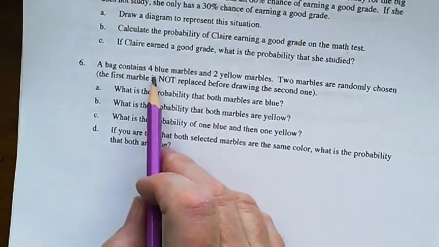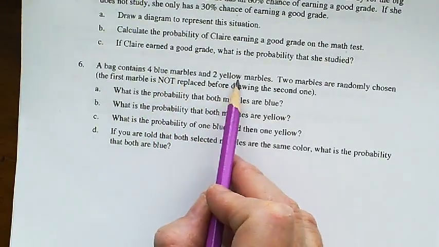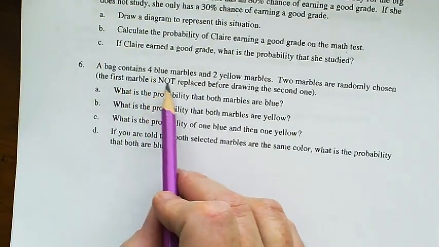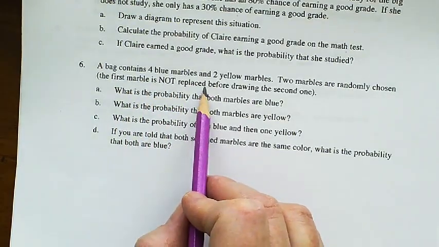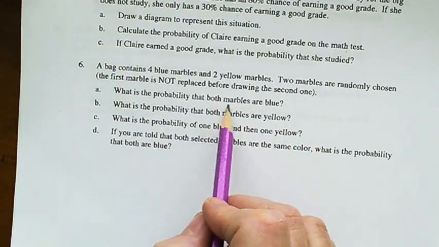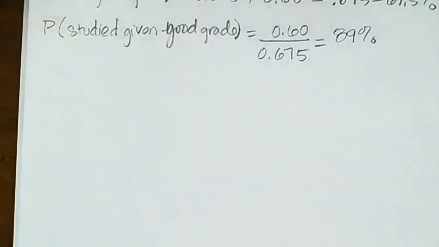Okay, number 6. A bag contains 4 blue marbles and 2 yellow marbles. 2 marbles are randomly chosen. The first marble is not replaced before drawing the second one. What's the probability that both marbles are blue? So we have 4 blue, 2 yellow. So let's draw this out.